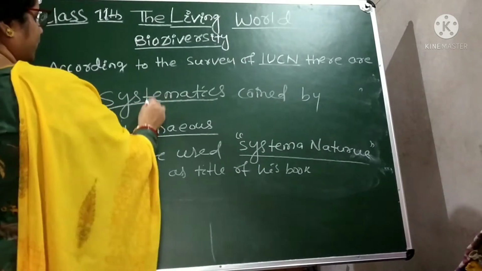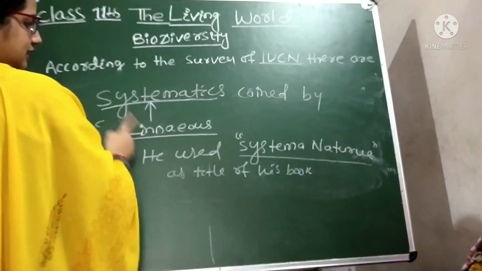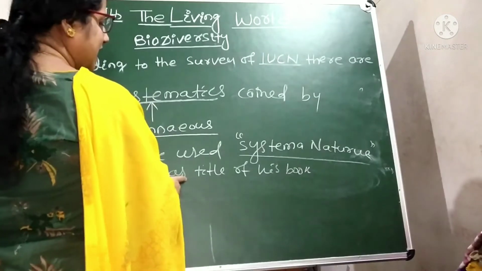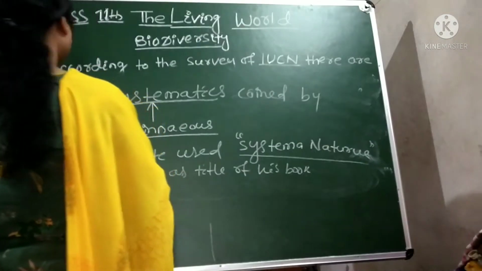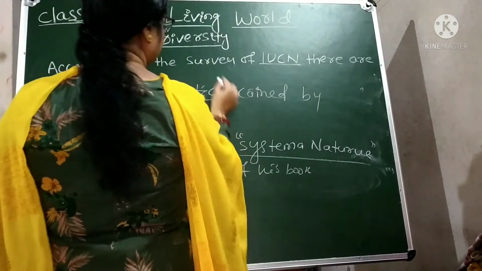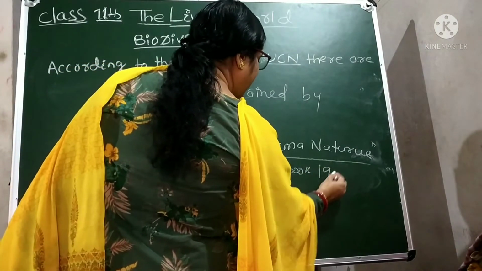Linnaeus coined the term systematics and he used Systema Naturae as the title of his book in 1951.